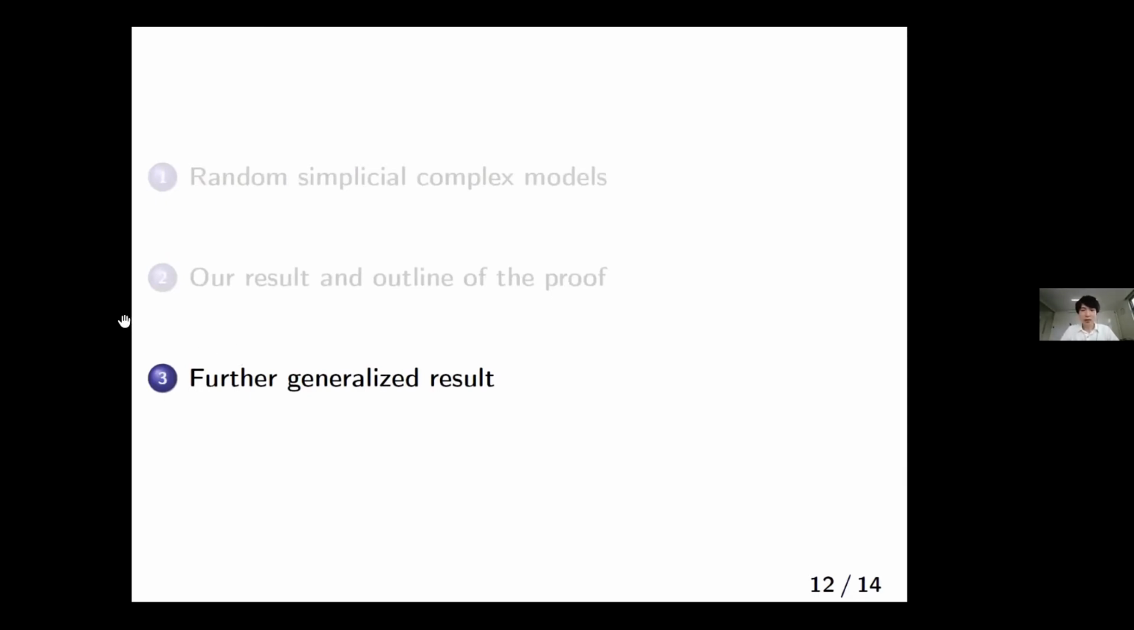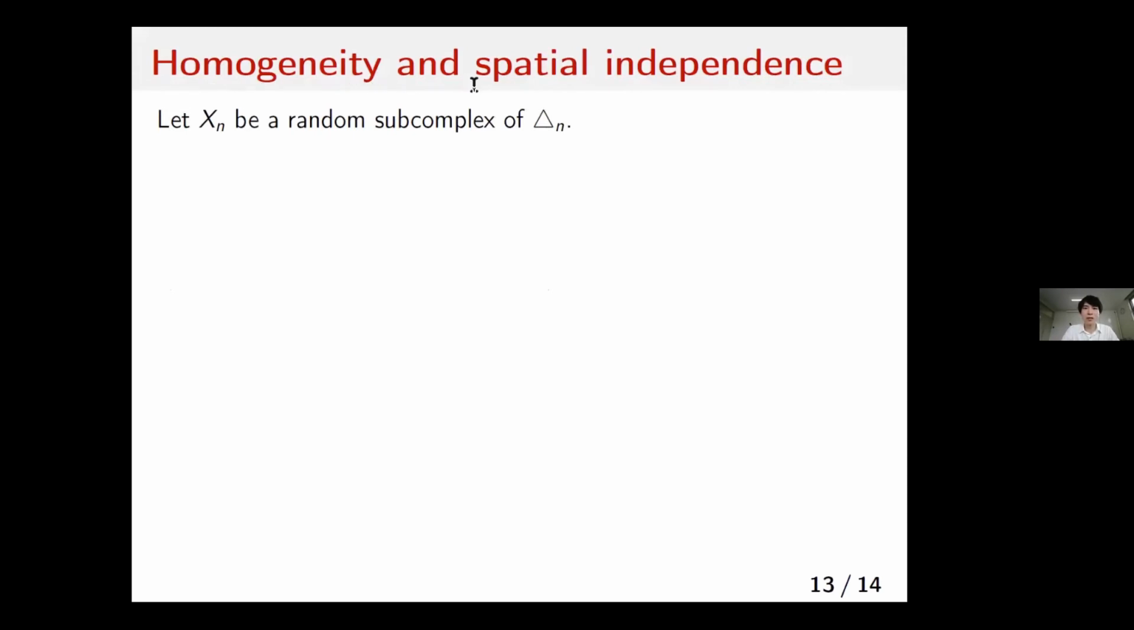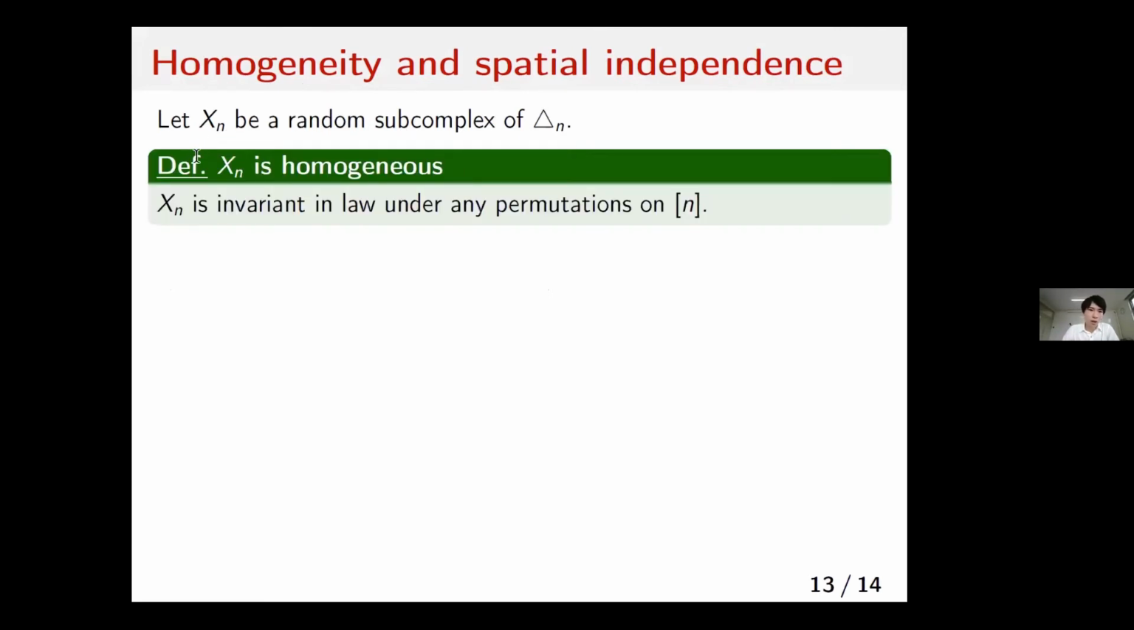Once we establish our approach for the proof, it turns out that the approach is also valid for a larger framework. So whenever the random simplicial complex satisfies just two properties, one is homogeneity, and the other one is spatial independence. So first, let me explain a little more about these two properties. First, let Xn be a random subcomplex of the complete simplicial complex. Then Xn is said to be homogeneous if Xn is invariant in law under any permutation of the n-vertex set. Roughly speaking, this says that all vertices are equal in a sense.